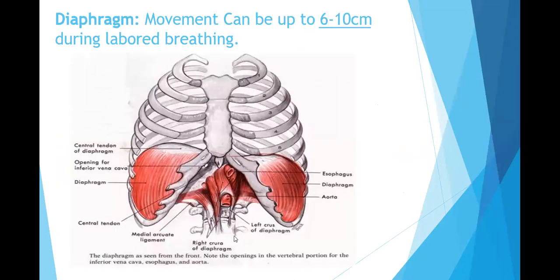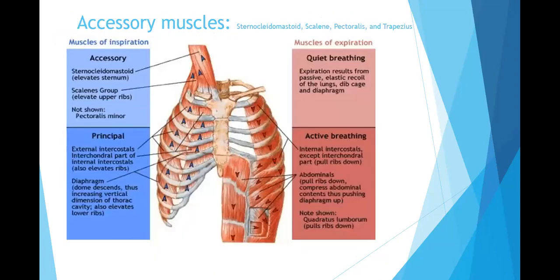All right, the diaphragm. How do we breathe? The diaphragm is the number one muscle for ventilation. The diaphragm movement can be up to 6 to 10 centimeters during labored breathing. But make sure you know how much it moves during regular breathing. Okay, go back and make sure you know that.